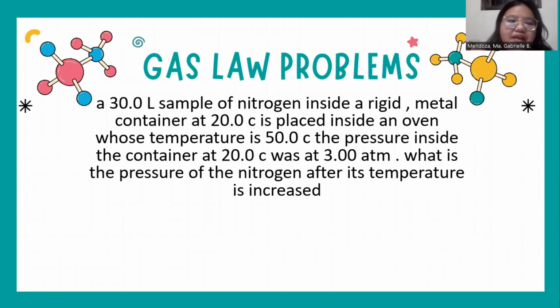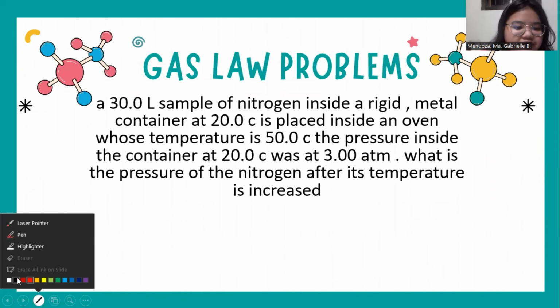Ayan. So, the next problem: a 30-liter sample of nitrogen inside a rigid metal container at 20 degrees C is placed inside an oven whose temperature is 50 degrees Celsius. The pressure inside the container at 20 degrees Celsius was 3 atm. What is the pressure of the nitrogen after its temperature is increased? Wait lang. So, lagyan muna natin ng degrees Celsius. Dito, para di tayo malito.